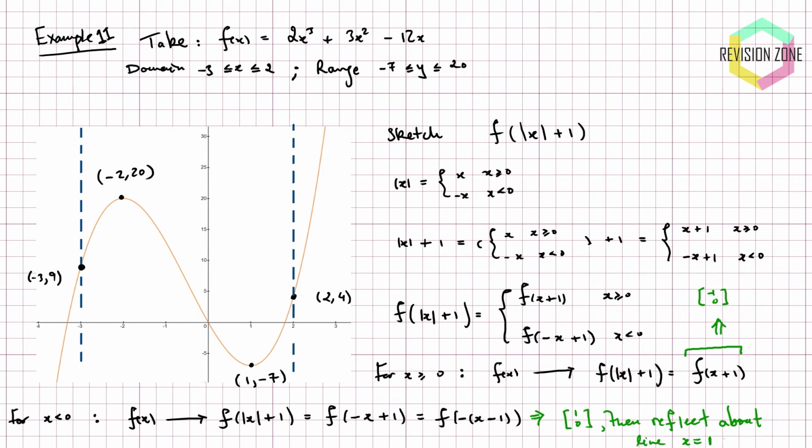After we've done the shift, we know that the negative on the inside is the same thing as a reflection about some vertical line. But because the negative applies to everything on the inside, the reflection is not going to happen about the y-axis, which would have been the line x equals 0. Instead, the reflection happens about the vertical line x equals 1. So for the second branch of this function, you start with f of x, shift it 1 to the right, and then reflect it about the vertical line x equals 1.